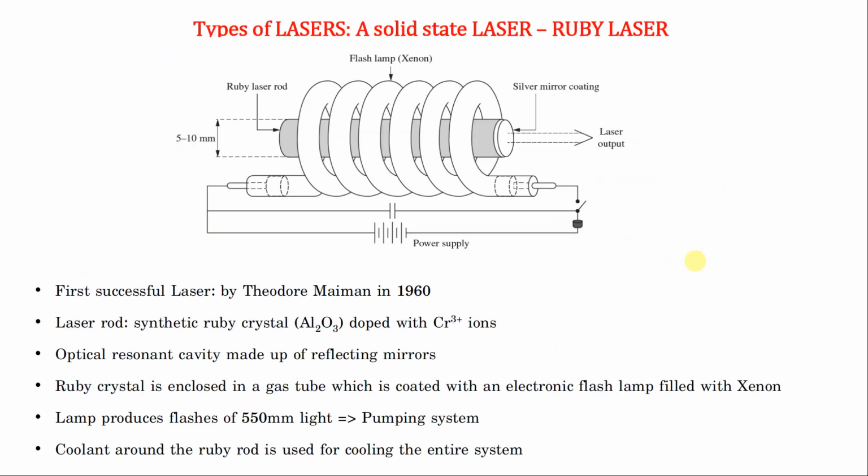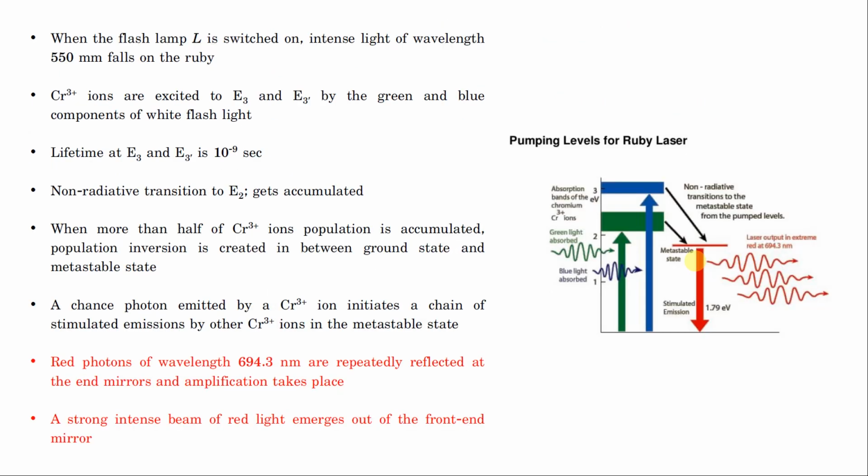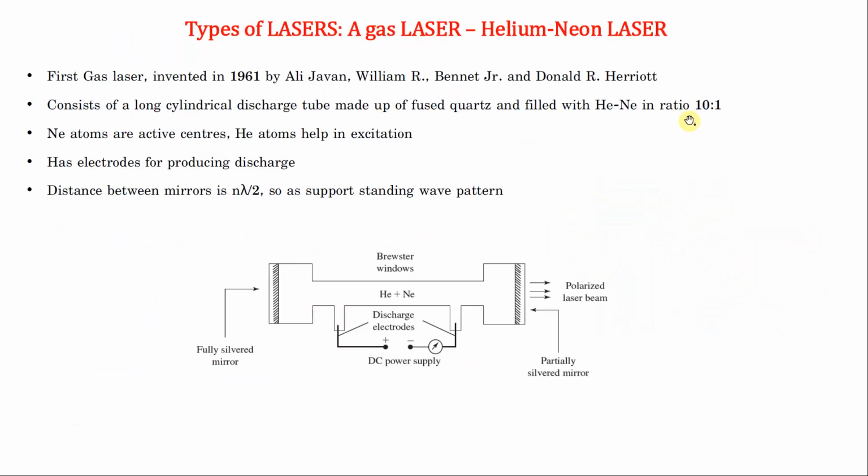So if you guys remember, there were actually three methods of the active medium being excited to a high energy level. So one is making use of an optical light, next was electrical discharge, and the other one was a direct conversion. So the optical light was actually from this flash lamp, the white light which was produced in the ruby laser. But now we are going to talk about an electrical discharge.